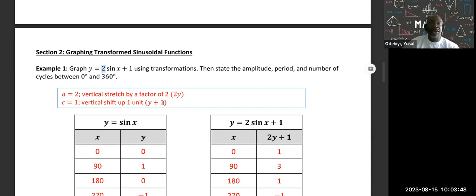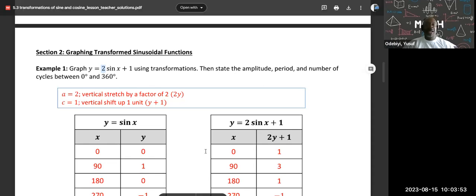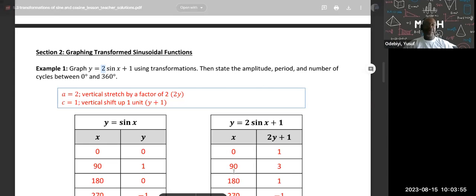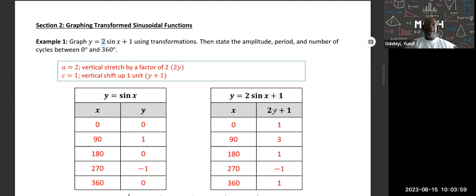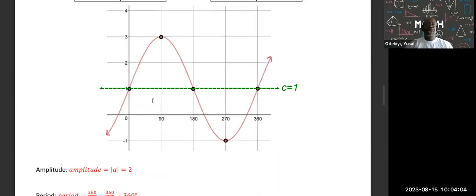Because it's going up, on this side here I have 2Y plus 1. So my X values stay the same. My Y values change by multiplying by 2 and adding 1. This is what it looks like now.